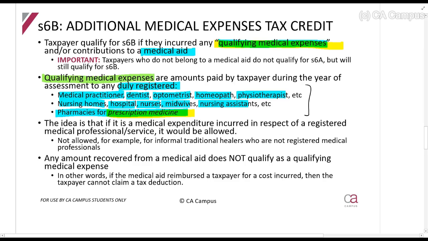I want you to understand here, guys, it must be someone that's registered, so a proper medical professional. You can't just go to your neighbor and pay them to give you their home cooked remedy. You can't go to traditional healers, informal traditional healers who are not registered doctors, right, or registered medical practitioners. It must be proper licensed persons.